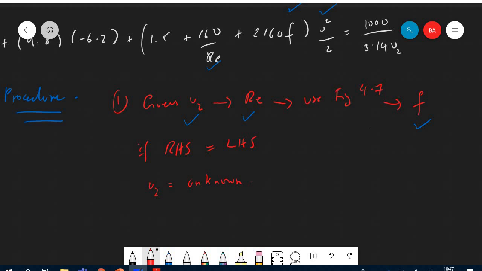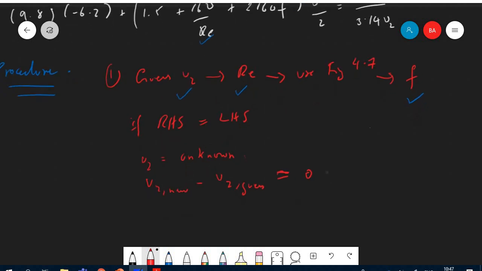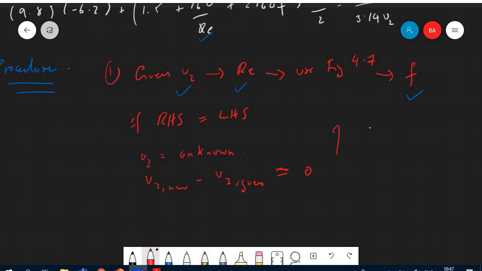And after you find U2, you can compare the new U2 that you obtained, minus the U2 of the guess value, and check whether that is approximately 0 or not. Based on that, you're going to do your iterations. Let me say 3 iterations, and within 3 iterations you're going to get to a good value.